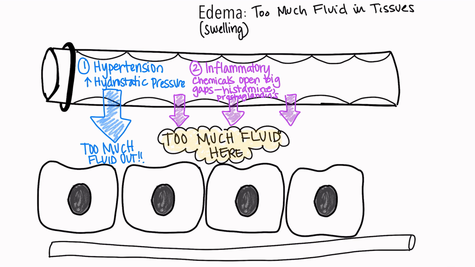Okay, so you can just have hypertension causing too much fluid to go out, or you can have inflammation causing too much fluid to go out in that particular area. Reason number 3 is if we are blocking the fluid from getting out. So fluid gets blocked from draining. Then you'll have too much that's stuck there. It can't get out.